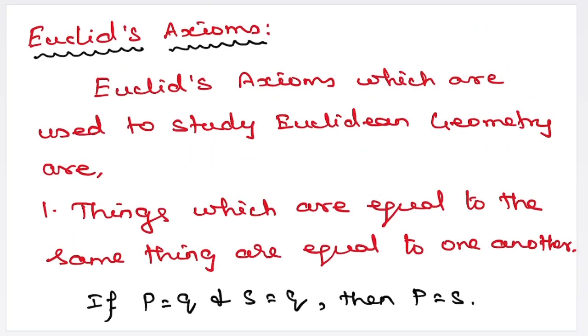First one, things which are equal to same thing are equal to one another. That is, if the two things are equal to a common thing, that is if P is equal to Q and S is equal to Q, then these are equal to one another. Then P is equal to S. Here P and S are two things and Q is common.